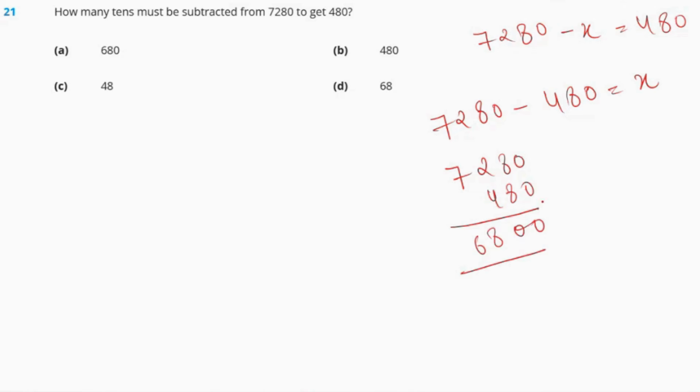So this will be 6,800. Why? Because 0 minus 0 is 0. 8 minus 8 is 0. Now we cannot subtract 4 out of 2. So we will take a borrow. So this will become 12. Now 12 minus 4 is 8 and this is 6. Okay, so this will be written here directly. Now, can we write this 6,800 as 680 into 10? Can we? Yes, we can. Therefore, this 10 can be written as tens, right? So we can easily say 680 tens will be subtracted from 7,280 to get 480. So the right answer will be option A.